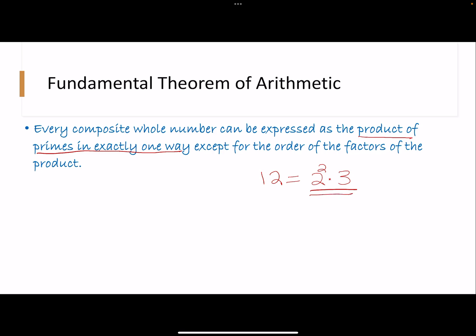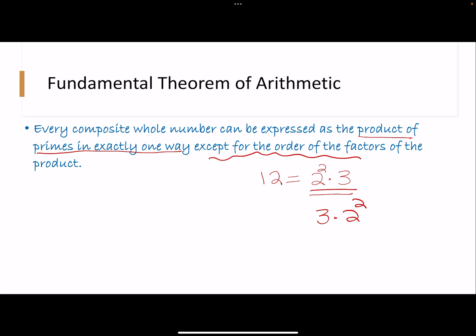That is the only way that I can break up 12: 2 squared times 3. They're telling me that the only way that I could take the composite whole number 12 and express it as a product of primes is by 2 squared multiplied by 3, disregarding the fact that I could put them in different orders. I could say 3 times 2 squared.